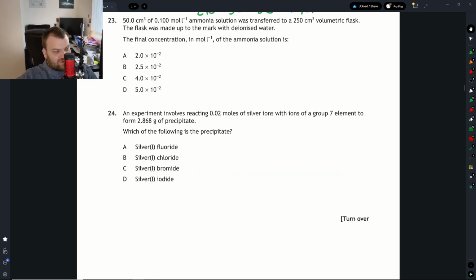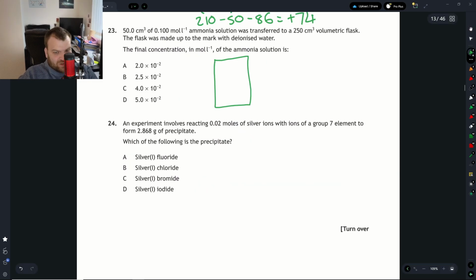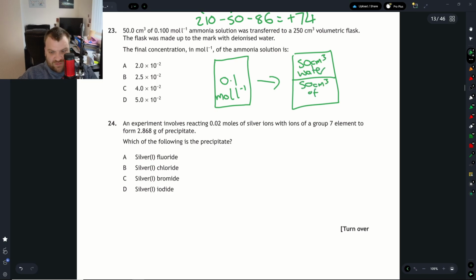Next up, we're asked about diluting a solution. We're starting off with an ammonia solution that has 0.1 mole per litre concentration. In a situation that you're using a 50-50 split, so say 50 centimetres cubed of water and 50 centimetres cubed of ammonia, we're doing a 1:2 dilution. We are halving the concentration, so we would end up with 0.05 moles per litre of concentration. What we need to try and figure out is, are we adding more water or more ammonia?